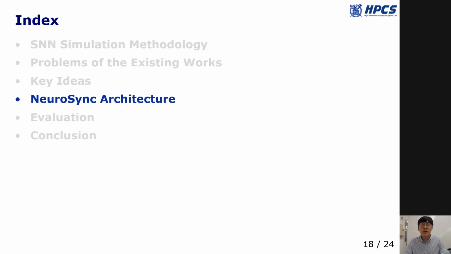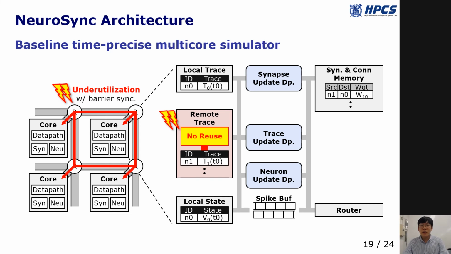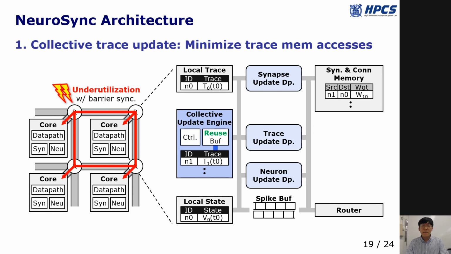Now, let's move on to how we design our simulator, NeuroSync, using the 3 key ideas. In the baseline, the simulator has 2 problems. First, it suffers from high remote trace memory access overhead due to the lack of temporal locality. Second, it suffers from severe underutilization due to the frequent synchronizations. NeuroSync effectively tackles the problems by implementing the key ideas. First, we introduce the optimized remote trace update engine, which collectively updates the remote traces by reusing the data across multiple time steps. By using reuse buffer to hold temporally reused data, it greatly reduces the energy consumed by the remote trace update.